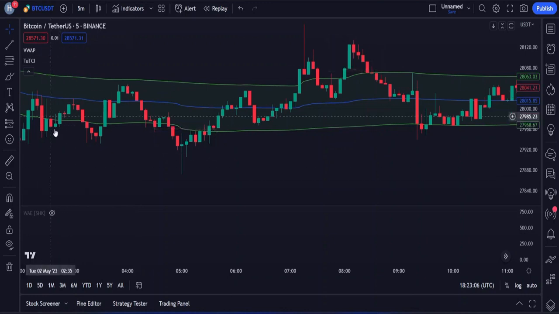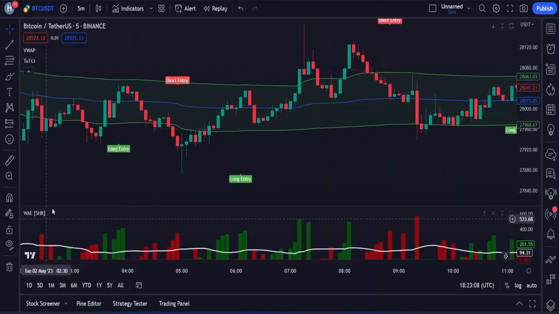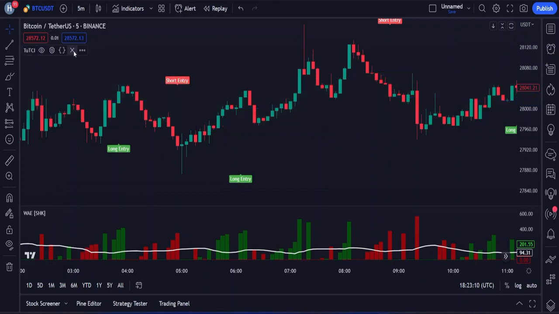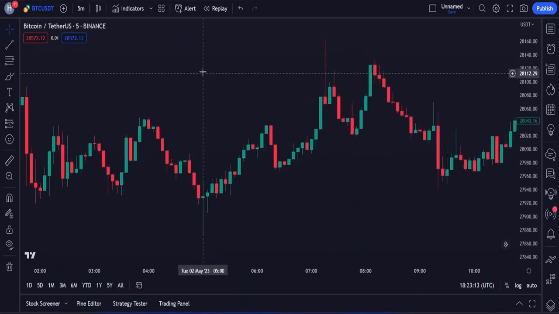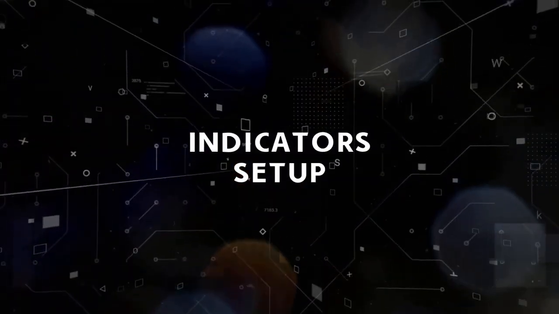And as you can see, we have two more indicators on the chart. I'll quickly cross these out and add these indicators one by one so I can explain how they work and how to take maximum advantage of them. Indicators setup.